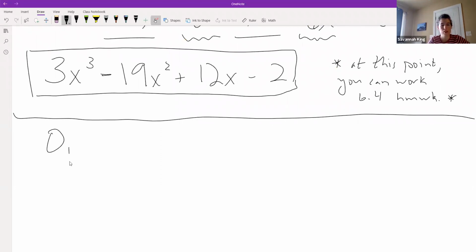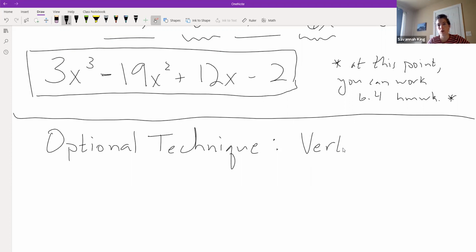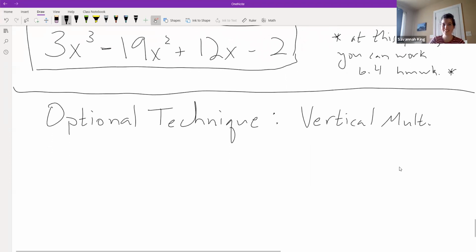So I'm going to say this first thing is an optional technique. I don't care if you never do this. Vertical multiplication. And some of these techniques I'm going to show you are less optional than others, meaning in the future, the book might reach back and grab some of them. But what I'm doing right now, this is totally optional. It's basically just a setup.